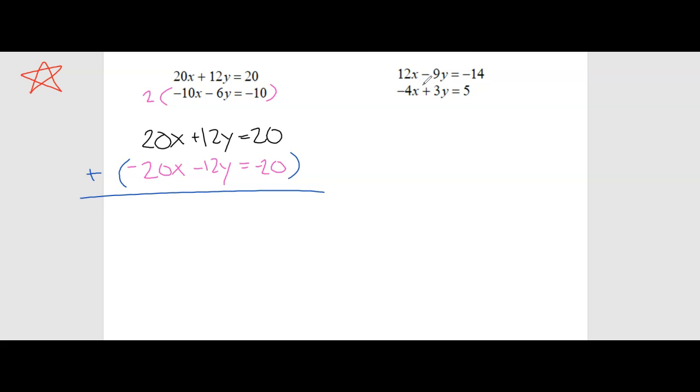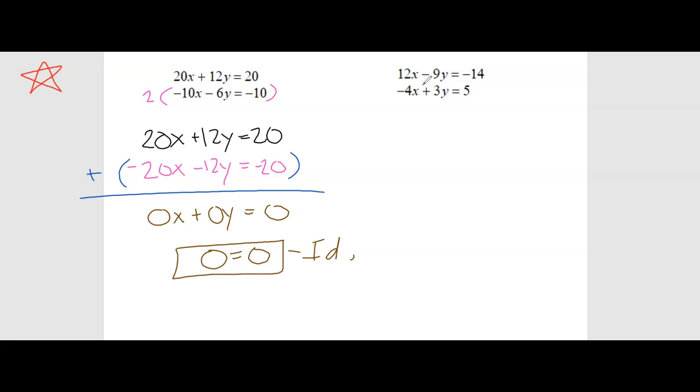If I add these together, 20x minus 20x is 0x, 12y minus 12y is 0y, 20 minus 20 is 0. So I actually end up getting 0 is equal to 0, which is an identity, which means we have infinite solutions.